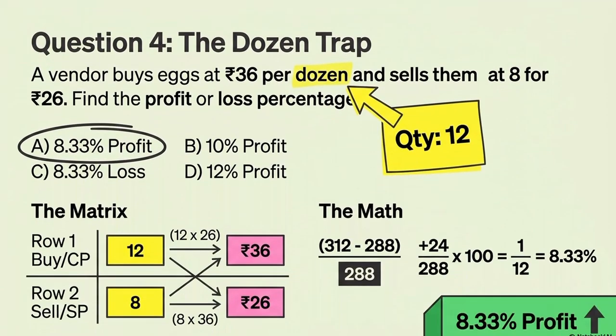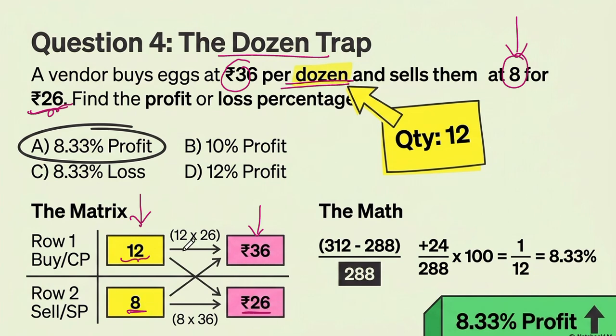Look at the next one. The dozen tray. Okay, so the question is: a vendor buys eggs at rupees 36 per dozen. Dozen means what? 12 quantities. So you have to write down the quantity first on the left hand side. So 12 eggs at rupees 36, and sells them at 8 for 26. So quantity is 8 and price is 26. So 8 eggs at price 26.